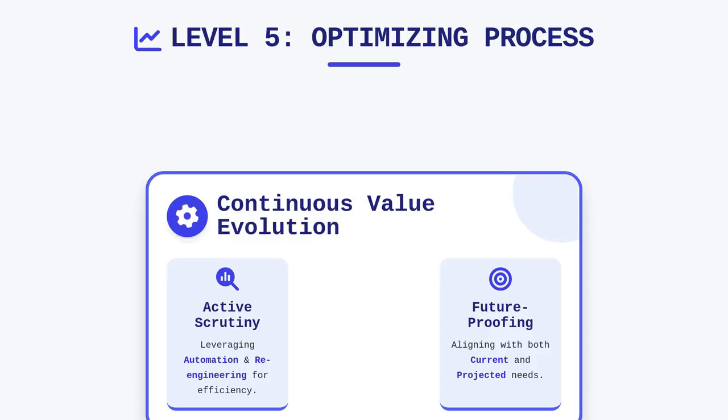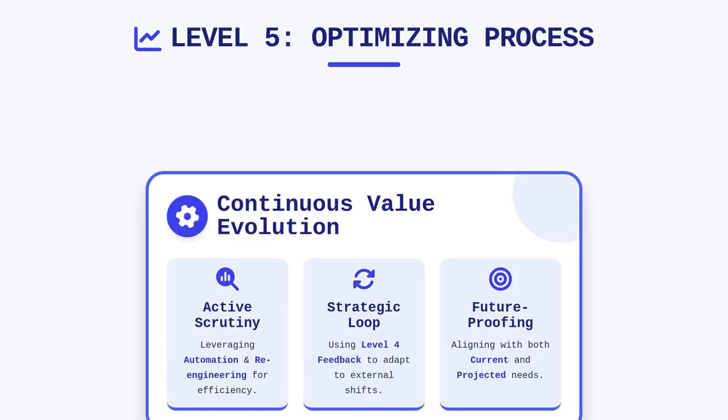Finally, level 5, the optimizing process, describes an environment where the process is continuously improved to meet both current and projected business needs. An optimized process is not merely static or repeatable, but is actively scrutinized for potential efficiencies, identifying where automation or process reengineering can provide additional value. In an optimizing environment, the feedback loop from level 4 is used to make strategic decisions that refine the process, ensuring that it remains aligned with the enterprise objectives as external factors shift.